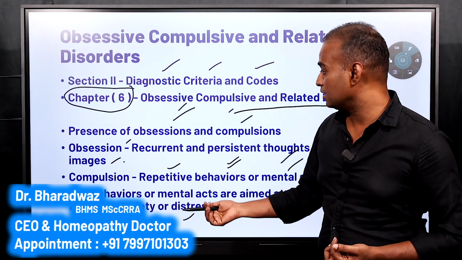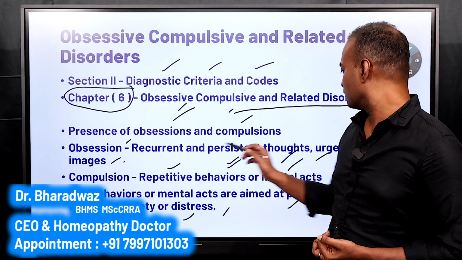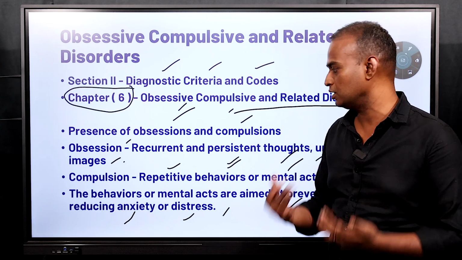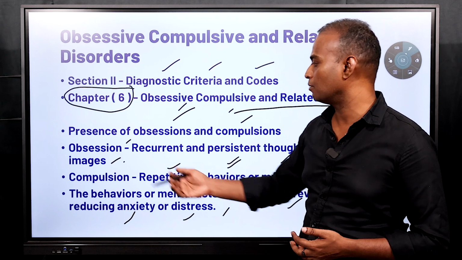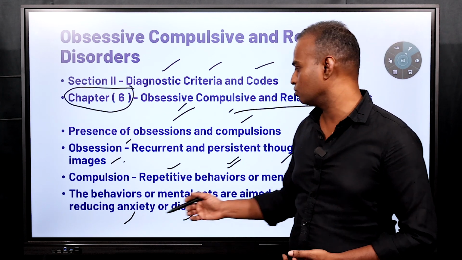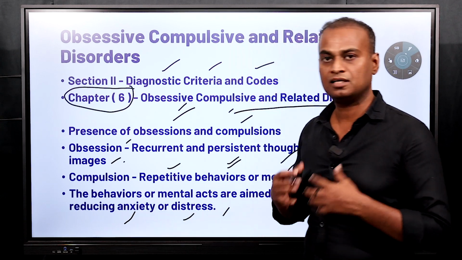Where is the anxiety coming from? Anxiety is coming from recurrent and persistent thoughts, urges or images, and what he does is indulge himself in the compulsion behaviors. Why he is doing these compulsion behaviors is to reduce the anxiety and distress.